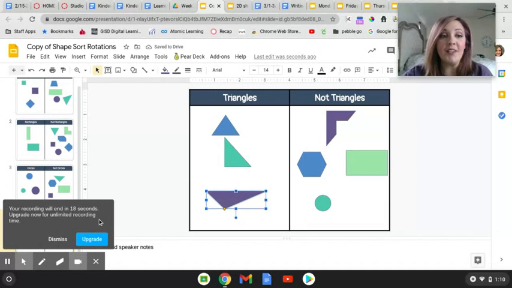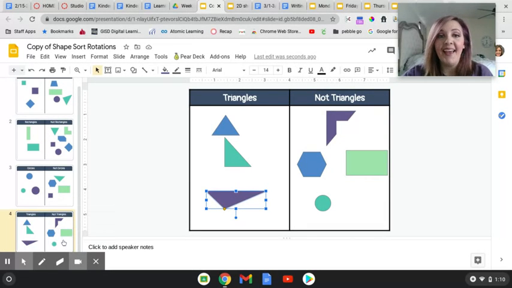Good job helping me sort those shapes today. You will do some more of this work this week.